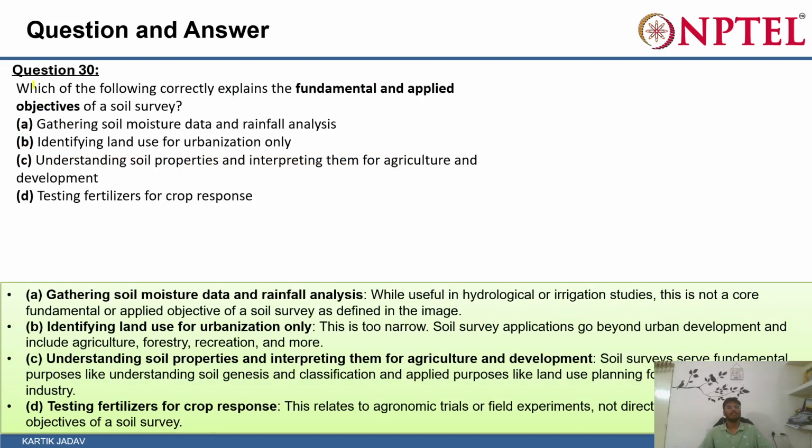Question number 30. Which of the following correctly explains the fundamental and applied objectives of soil survey? So, the fundamental and applied objective of soil survey is generally option C. That is to understand the soil properties and interpret them for agriculture development. Okay.